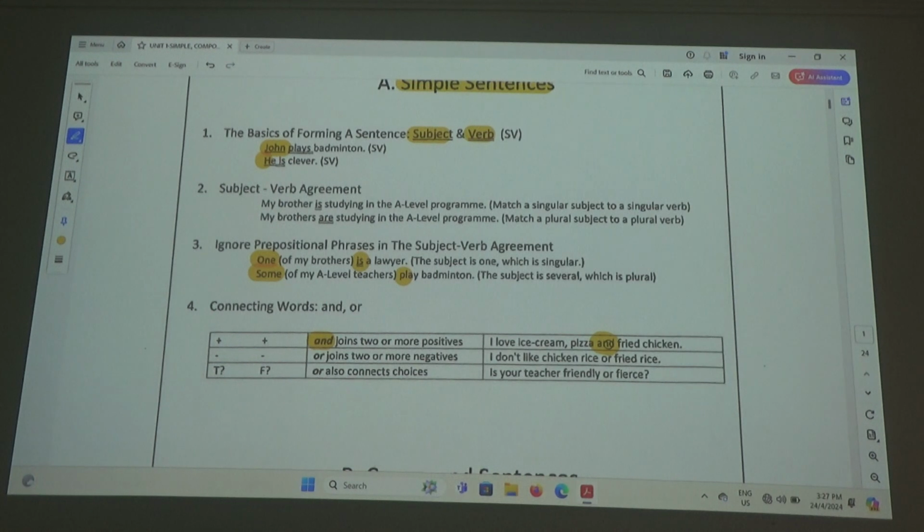But if it is negative, I see so many students still use and. Negative, we should be using or. Can you understand? Or joins 2 or more negatives. I don't like chicken rice. Don't like means it's negative already. Many people would say, I don't like chicken rice and fried rice. True? But actually, negative means you must use or.